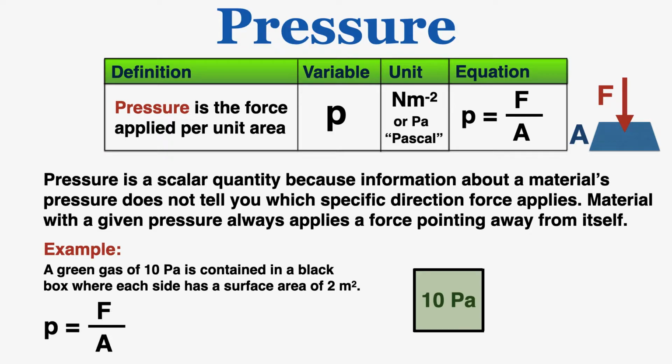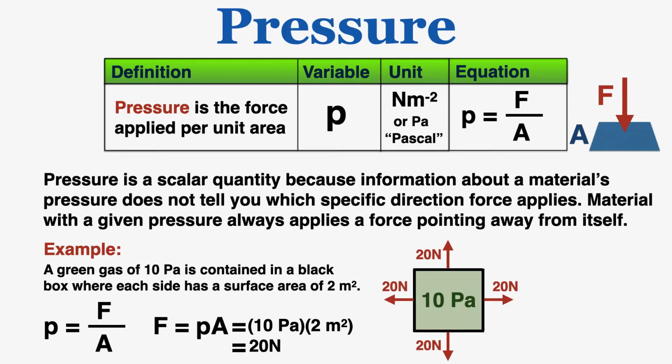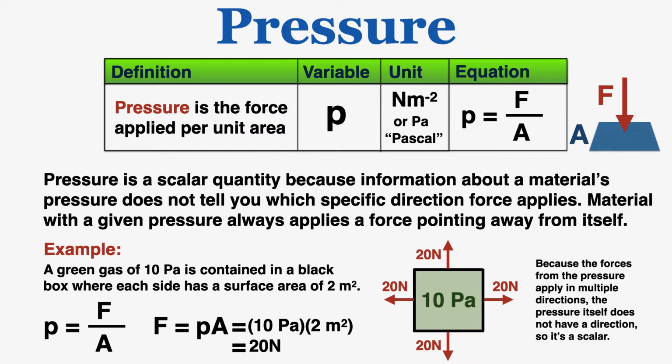Because pressure is equal to force over area, the force applied by the pressure is equal to the pressure times the area. So because each side of the box has an area of 2 meters squared, the force on each side of the box is going to be 20 newtons. So the gas in this box is applying an outward force of 20 newtons on each individual surface of the box. And you can see that the force it's applying is not just applying in one specific direction. It's not just applying up or down or left or right. It's applying outward everywhere. So because the forces from the pressure apply in multiple directions, the pressure itself does not have a direction, so it's a scalar, not a vector.